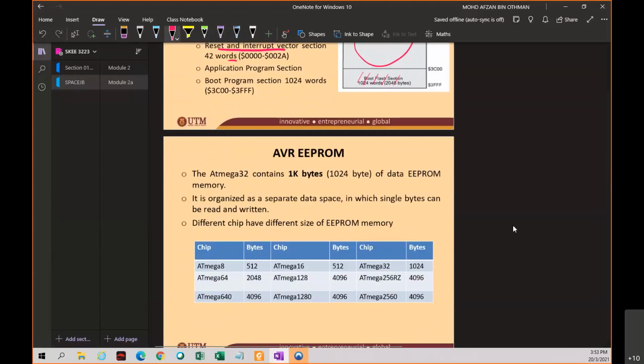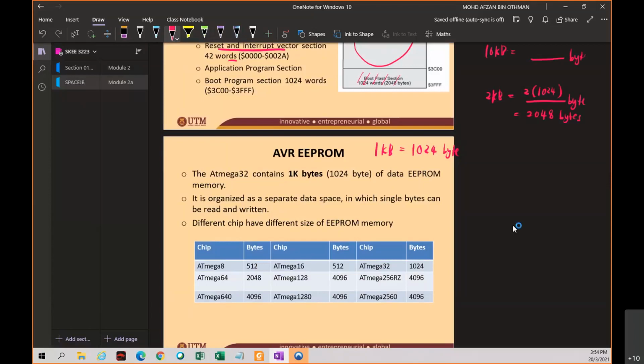So Atmega32 contains 1 kilobyte ataupun 1024 byte. If you ever encounter 1 kilobyte, it's actually equivalent to 1024 bytes. Kalau kamu nak tukar 2 kilobyte kepada bytes, so how to do that? 2 darab dengan 1024, so kamu akan dapat 2048 bytes.